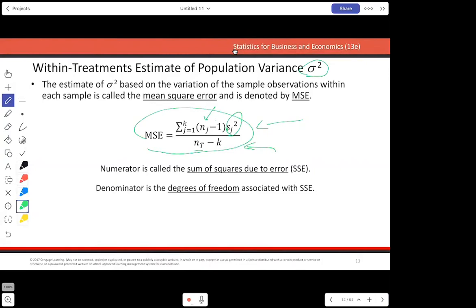So in essence, the top is still a sum of squares, but the sum of squares due to the error term. And then this is the degrees of freedom due to the error term. So remember what I mentioned, that a variance is a sum of squares divided by degrees of freedom. So that formula we see right here essentially gives us another estimate of the variance, but it is based on the treatments themselves, within the treatments.